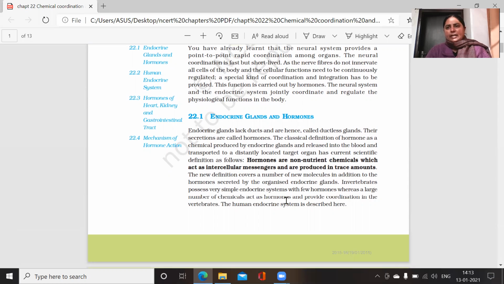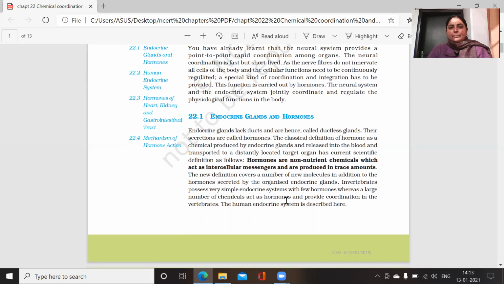Students, endocrine glands are ductless glands. They do not have ducts. Their secretions are known as hormones. So what are these hormones? Hormones are the chemicals which are produced by these endocrine glands. And these endocrine glands pour their chemical secretions, that means hormones, directly into the blood.